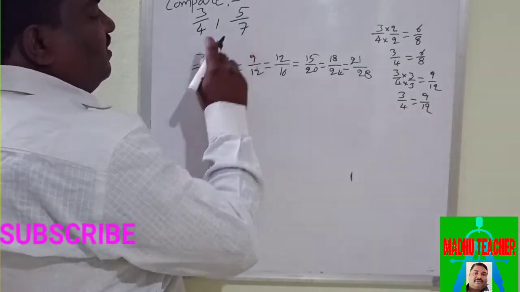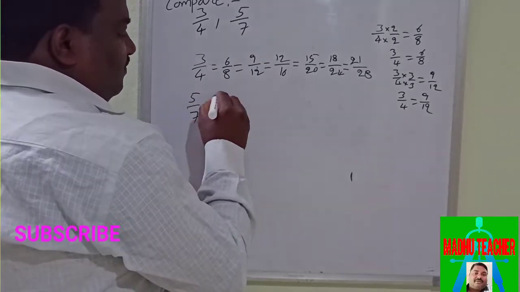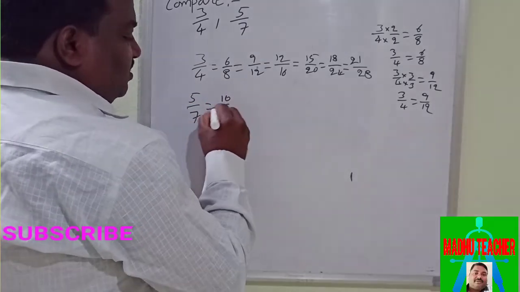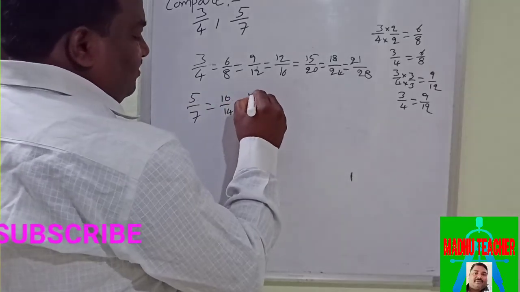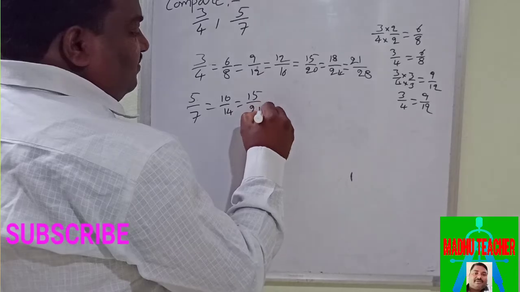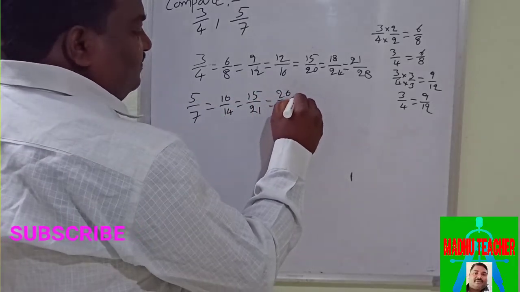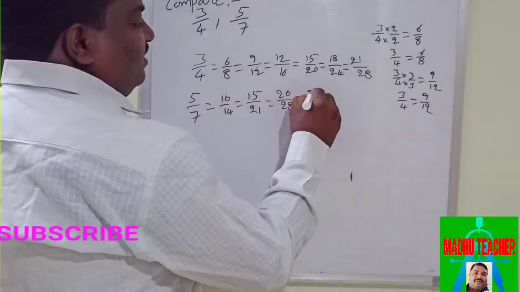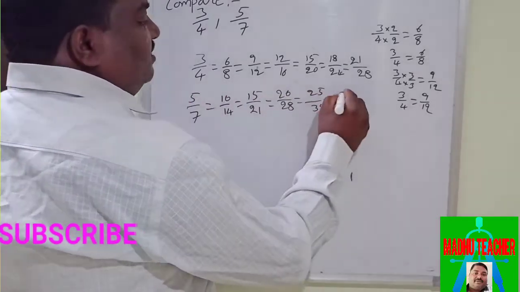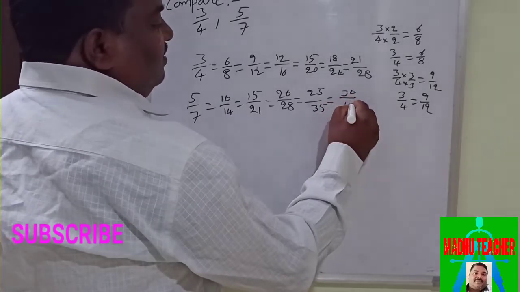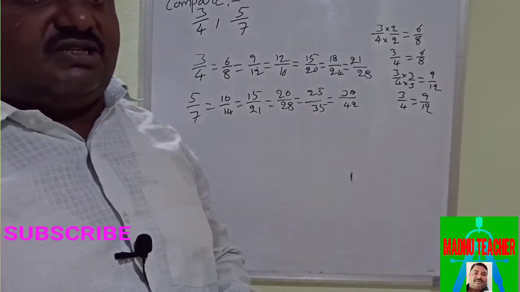Now I am writing equivalent fractions to 5 by 7. 5 2s are 10, 7 2s are 14. 5 3s are 15, 7 3s are 21. 5 4s are 20, 7 4s are 28, 5 5s are 25, 7 5s are 35. Okay, 5 6s are 30, 7 6s are 42. Like this you can write infinite equivalent fractions.